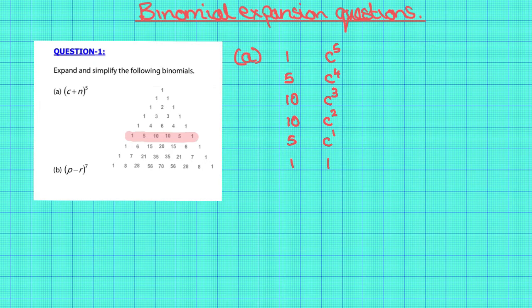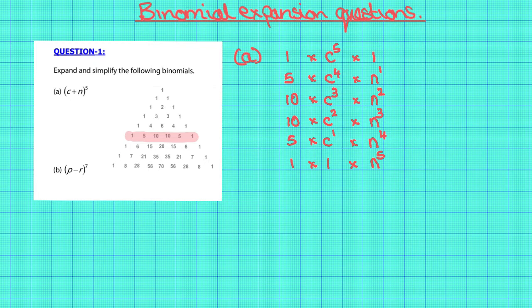Now write down the powers of n. n to the power of 0 is 1. n to the power of 1, n squared, n cubed, n to the power of 4, n to the power of 5. Now multiply across each row to find the final expansion of c plus n to the power of 5.